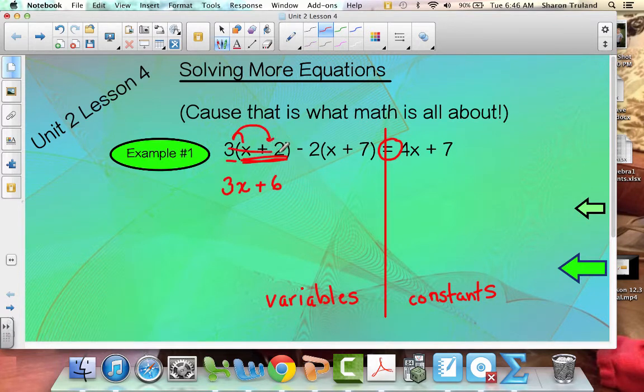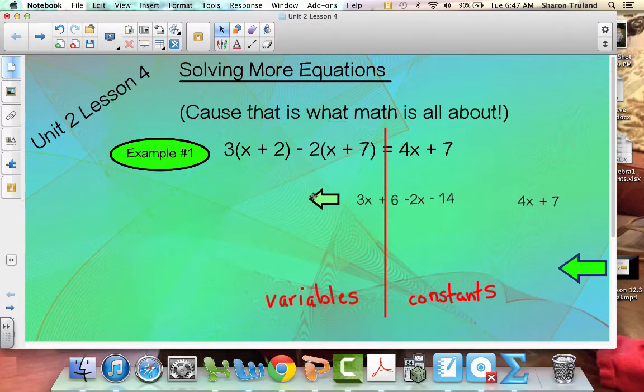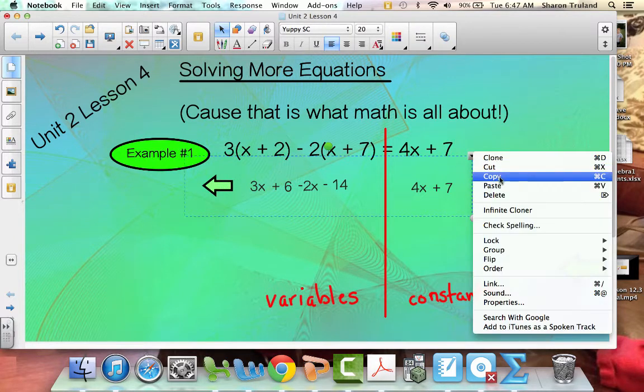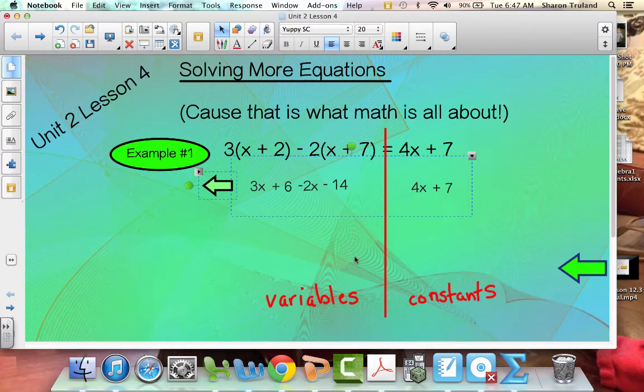All right, continue reading. -2, it wants me to double everything in this parentheses and negate it. So x becomes -2x, and 7 becomes -14. And then on the other side, on the right side, we have 4x plus 7. We don't have any work to do. So now give me a second here. I'm going to clean this up. And I'm going to bring out everything, but I did a little something special with them. Let me ungroup them and show you what I did.